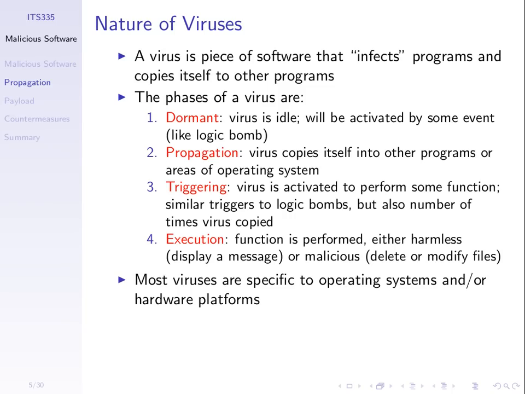Because they infect executable files, and they need to copy to other executables, they need to know something about how those executable files are structured, and how they're going to be used. So they're usually specific to operating systems. Because on one operating system, the format for executable files is different than on other operating systems. So the virus is programmed for a specific format of an executable file, and therefore usually specific to OSs, or hardware platforms, so a particular instruction set, a particular type of CPU, because it's specific to the executable files.